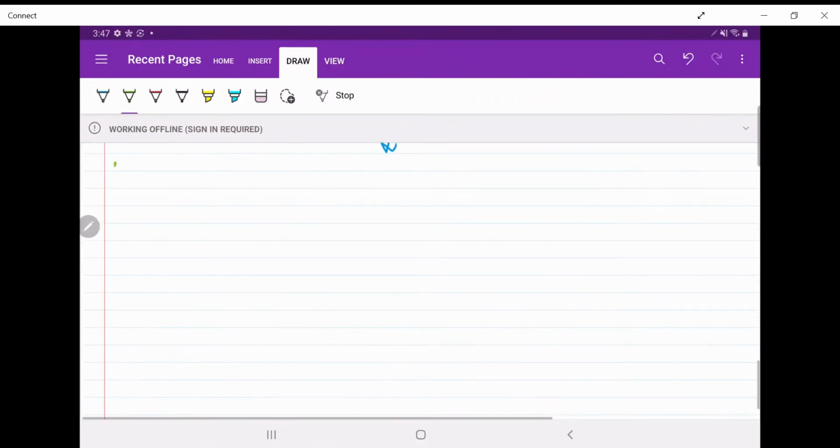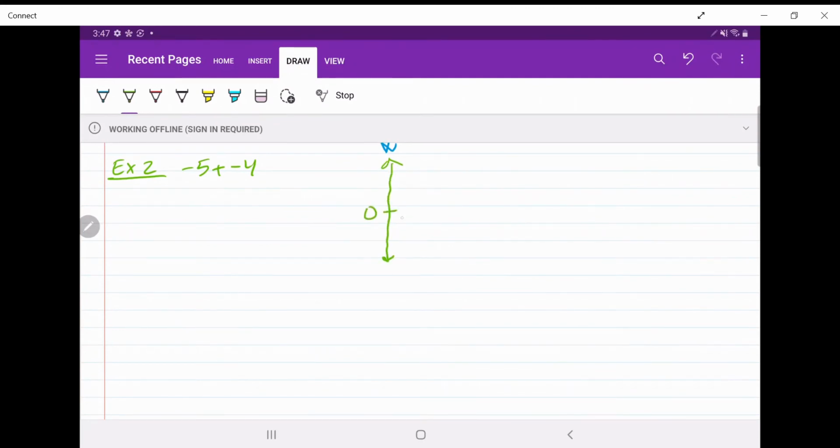Our next example, we are at -5 plus -4. So drawing the thermometer again. Here's 0 degrees. We're going down 5 degrees, so it's getting cooler by 5 degrees. So go down 5. And then it's getting cooler even further by another 4 degrees. So we're going down 4. So our final temperature is going to be at -9 degrees.